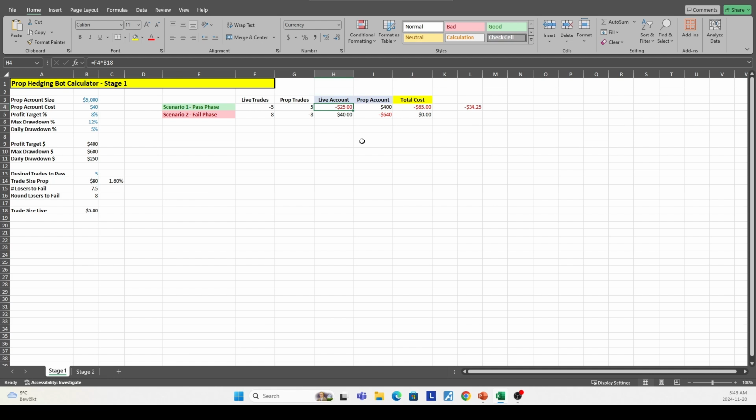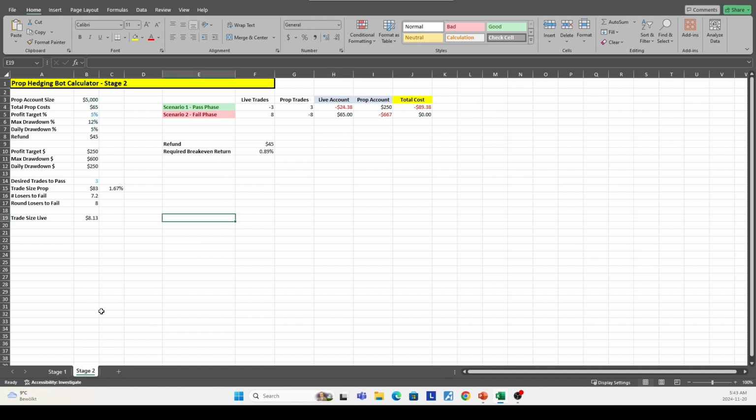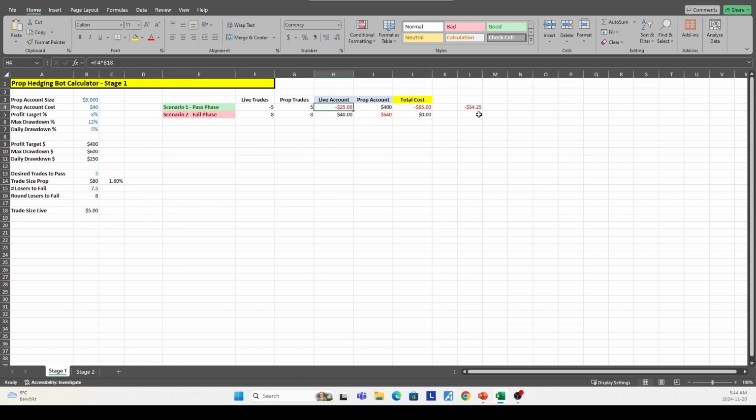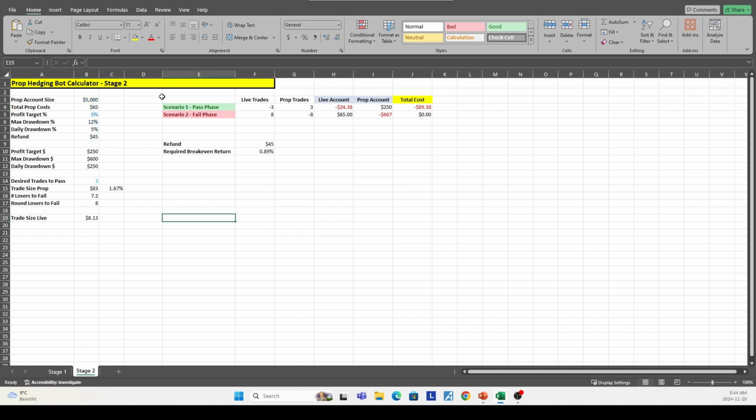So let me also just show quickly here the second stage. And this would represent a two-phase account. And really the only bigger caveat here is if you're running a two-stage challenge. In the second stage, you would need to take into account the amount of losses which you incurred in the first phase of the prop firm challenge. So here we're saying in the first phase, we also lost the $25 in the live account. So if we were to try and actually recover that $25 that we lost in the live account for the first phase, we would need to scale our trade size in the second phase.